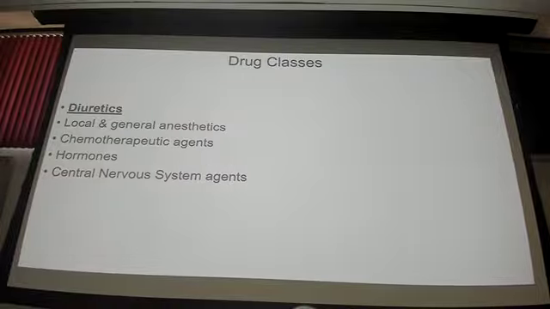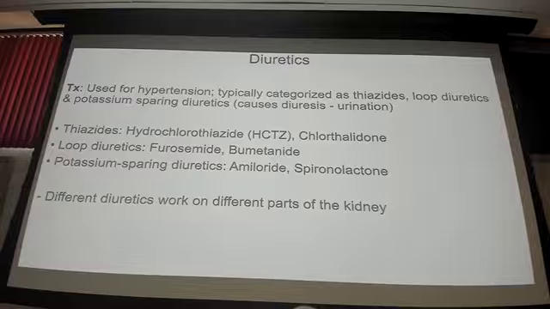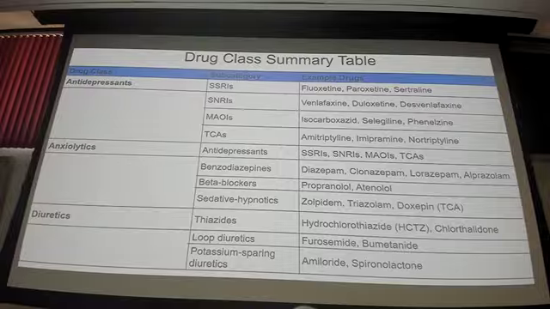The final drug class is the diuretics, and of course they're used for hypertension. These drugs act on different parts of the kidney. So you have the thiazides, the loop diuretics, and the potassium-sparing diuretics. And so here is a table with all of that information. When you're studying, I would recommend focusing on this. Any questions about all of those drugs?